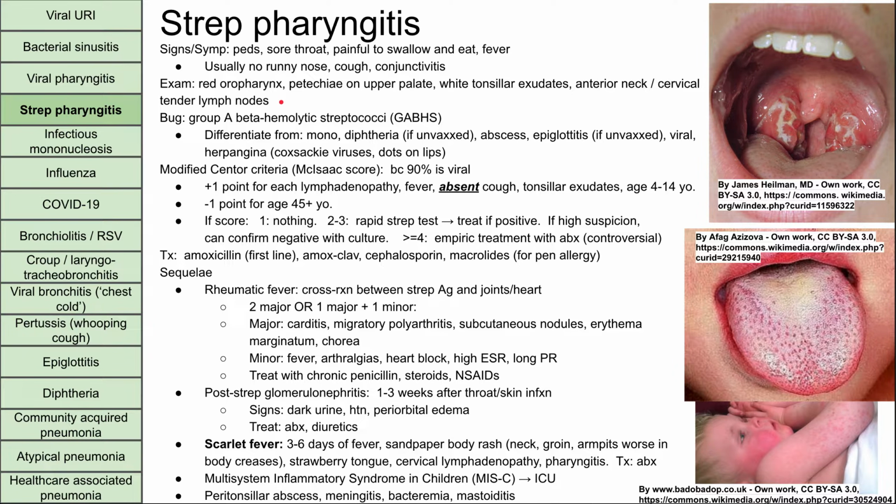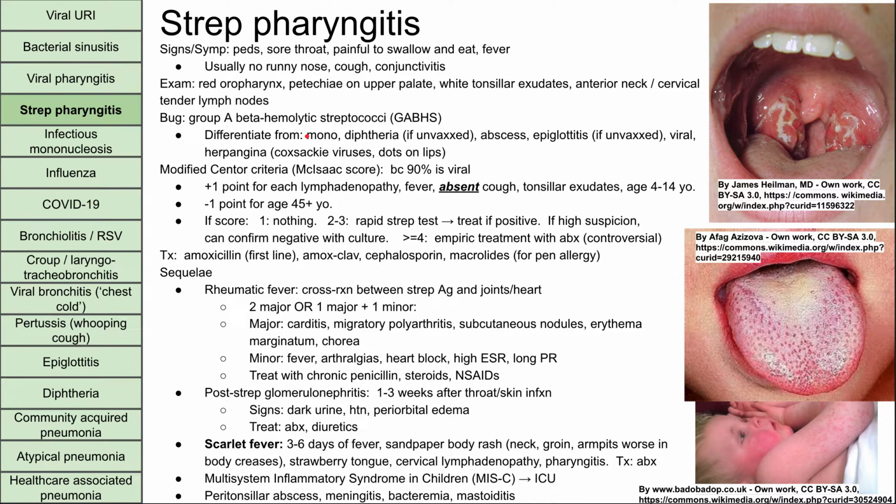The bug here is group A beta hemolytic strep. It's important to differentiate this from other diseases like mono, which we'll talk about on the next slide, diphtheria, we have other slides on most of these, the abscesses that we talked about, epiglottitis, viral disorders from the previous slide, herpangina, like coxsackie viruses, which had the dots on the lips and hands and feet, like we saw. So differentiate it from other infectious agents.